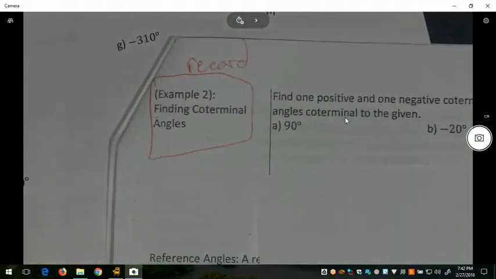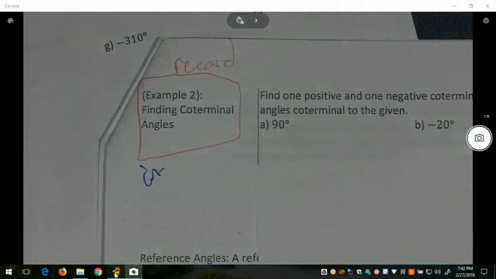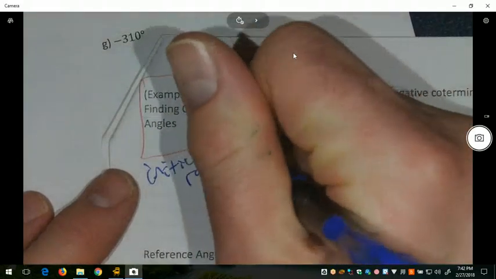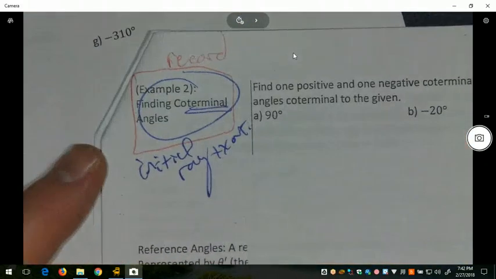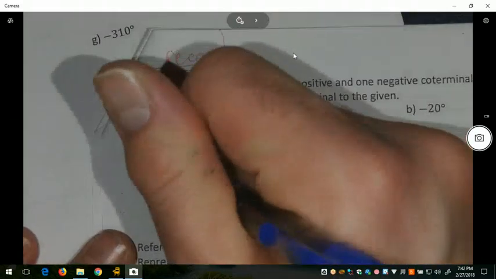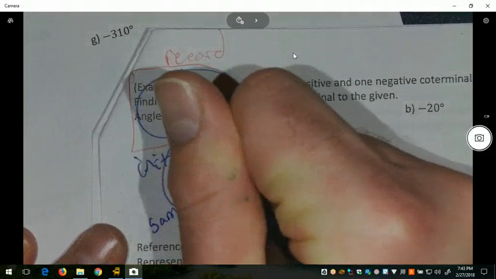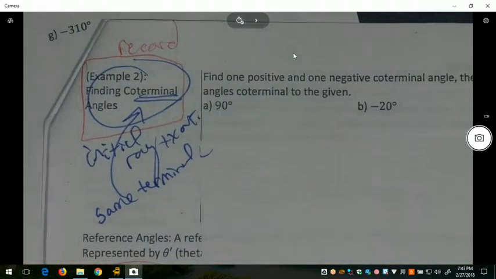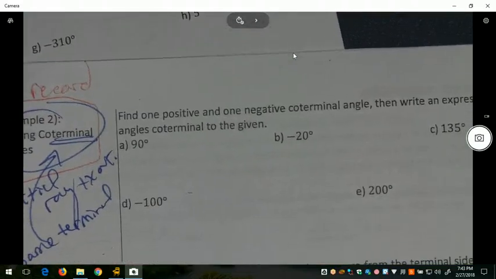They all have the same initial ray, right? The initial ray is always the positive x-axis. But what it means by coterminal, meaning that they, like co-workers, work together. They are together, at the same place. They share the same terminal ray, although for one angle it's spun around the circle fewer times or more times than the other. So 90 degrees is our first one.